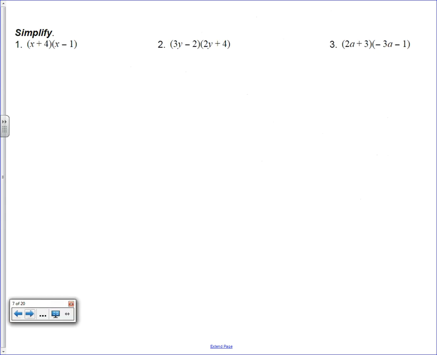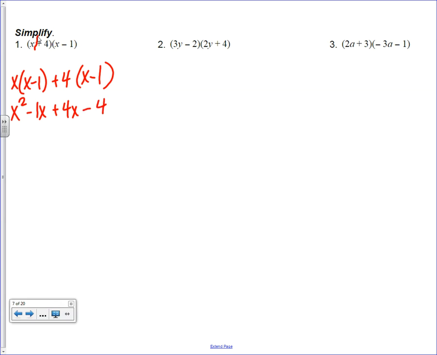All right, so let's try another one. We're going to cut this in half. I'm going to take x times x minus 1, and I'm going to take positive 4 times x minus 1. And we're going to distribute. X times x is x squared. X times negative 1 is negative 1x. 4 times x is 4x. And 4 times negative 1 is negative 4. Put your middle two terms together, and I get x squared plus 3x minus 4 for my final answer.